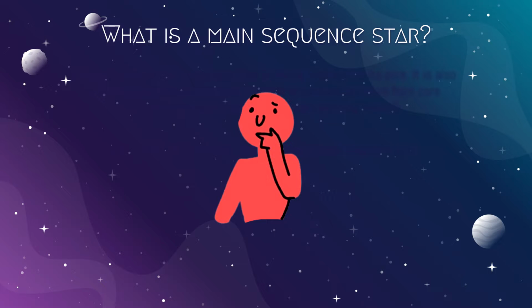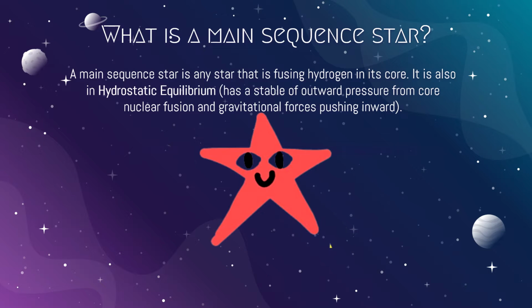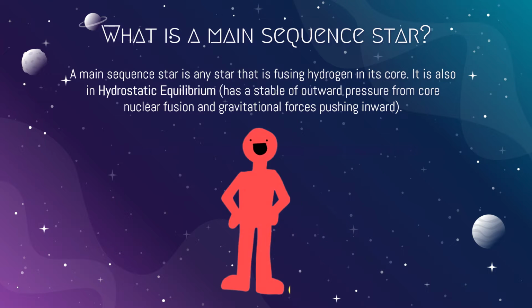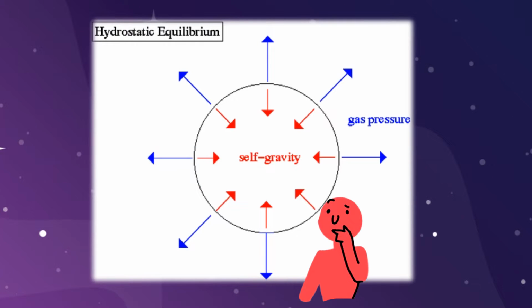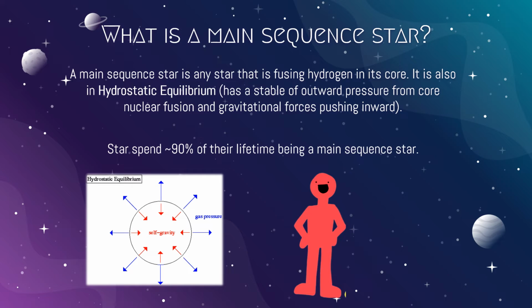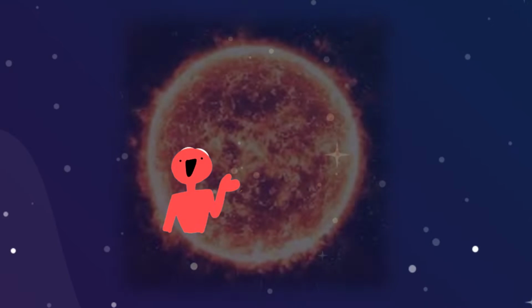What exactly is a main sequence star? A main sequence star is any star that is fusing hydrogen in its core. It is also in hydrostatic equilibrium. It has a stable outward pressure from core nuclear fusion and gravitational forces pushing inward. Stars spend about 90% of their lifetime being a main sequence star. An example of a main sequence star is our Sun.